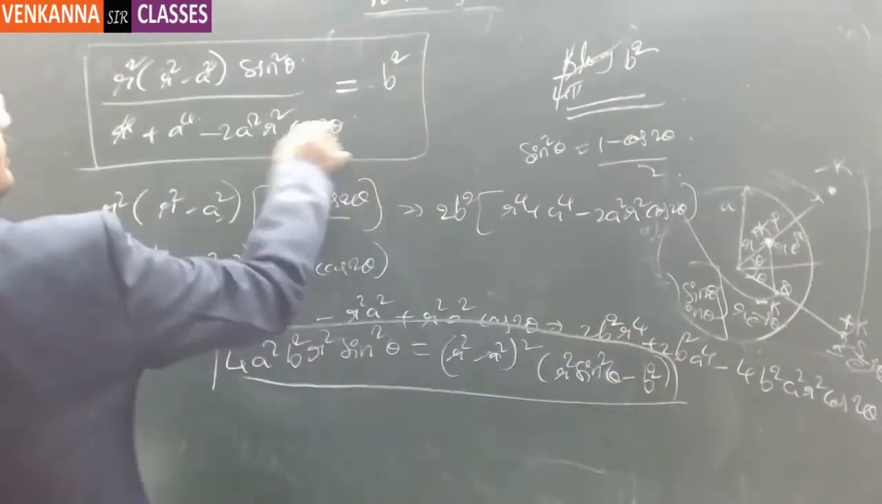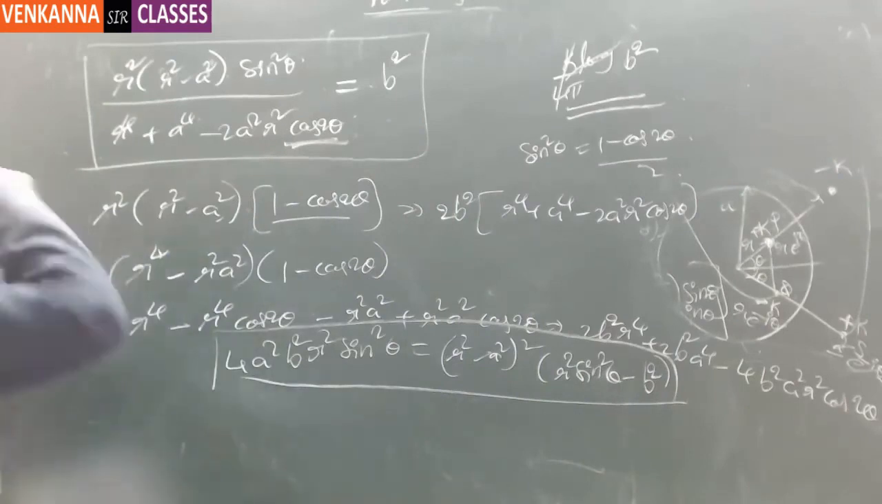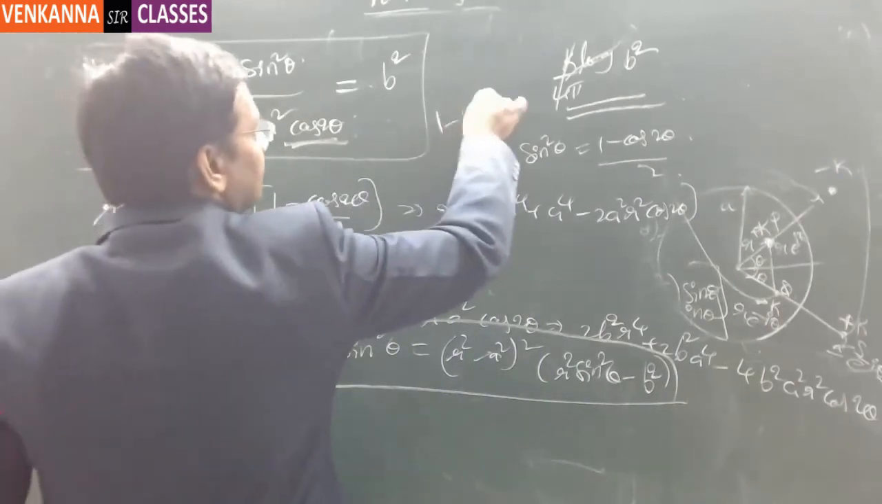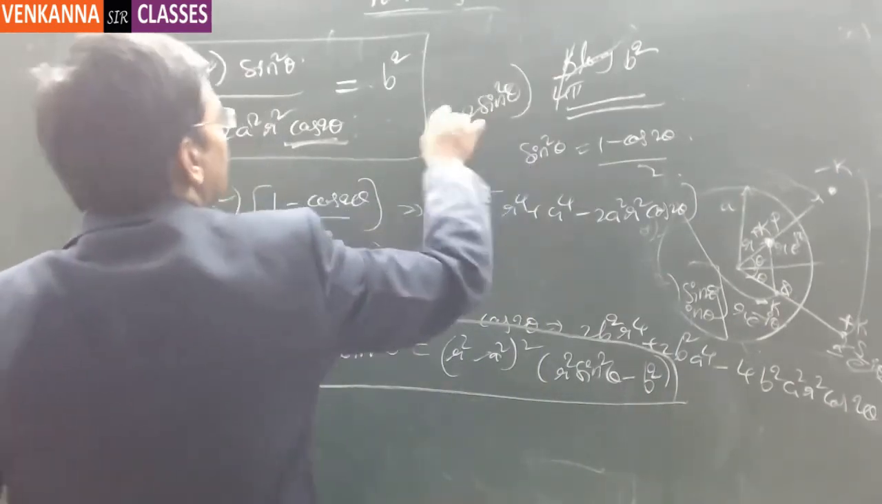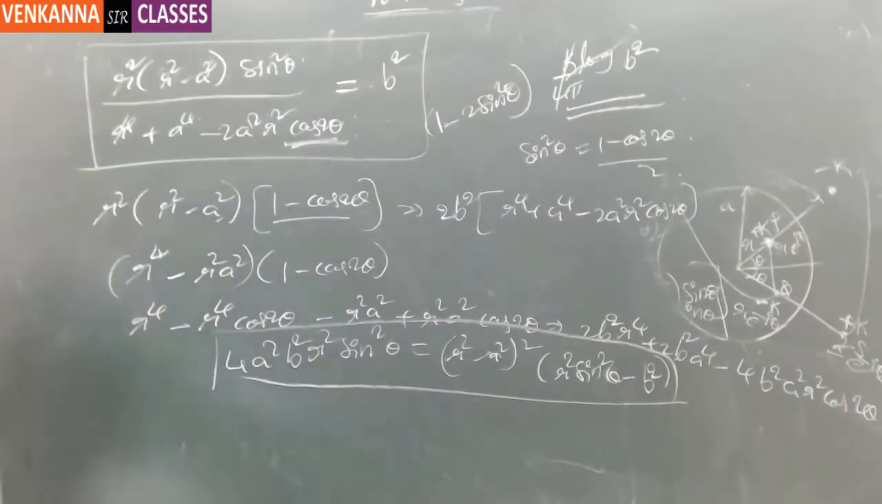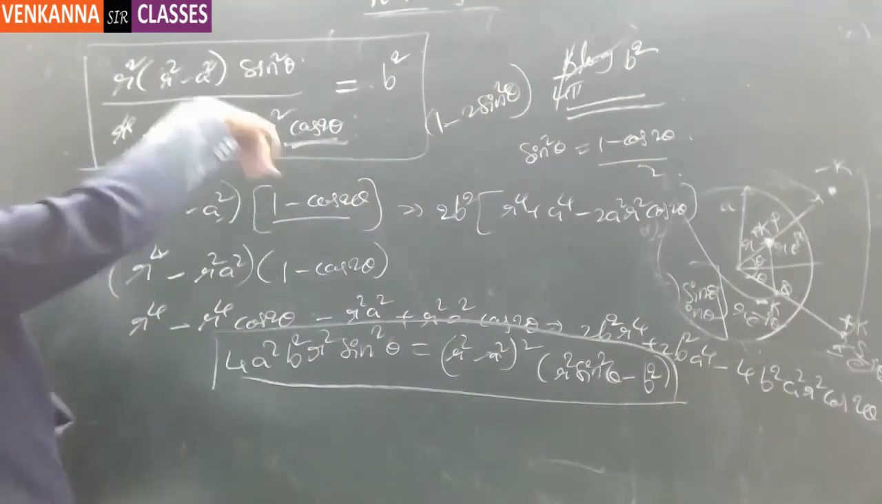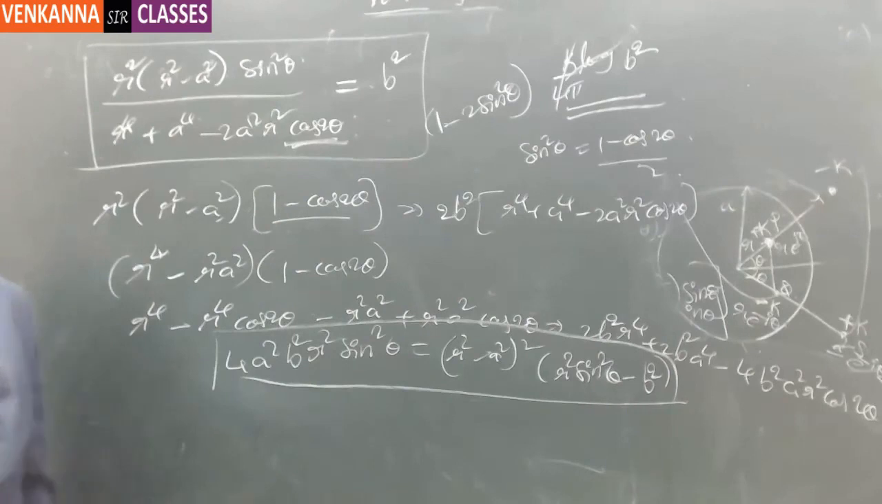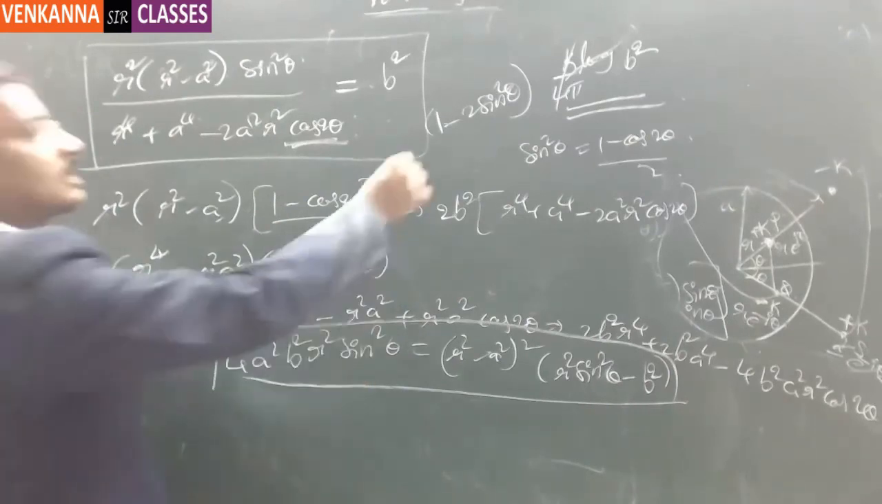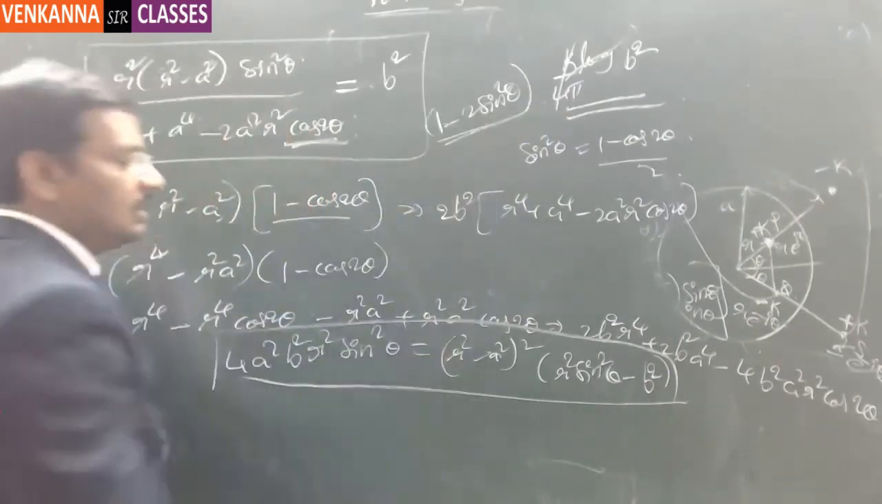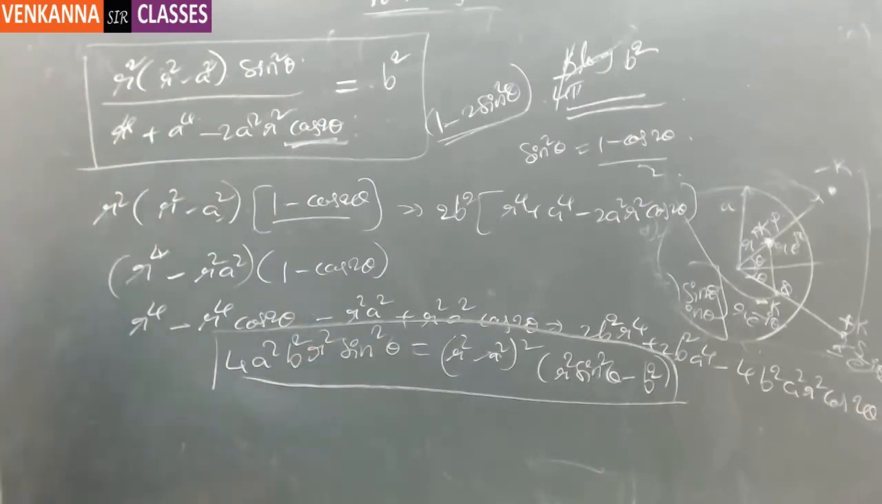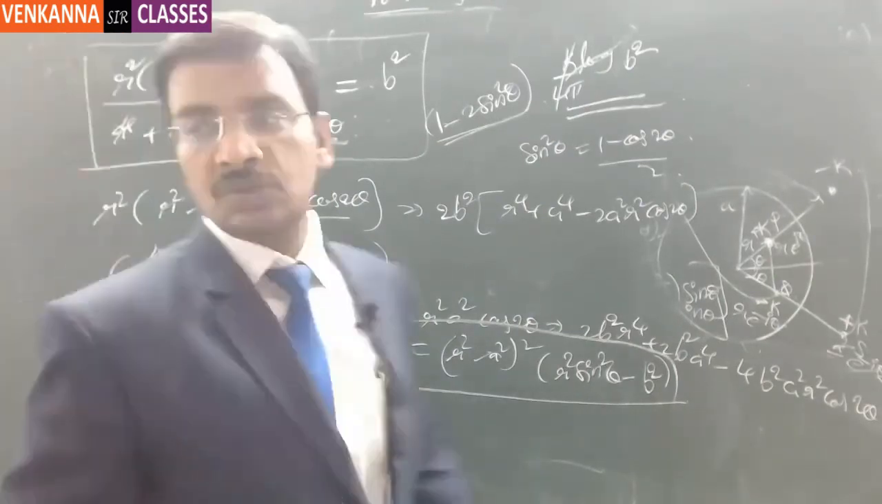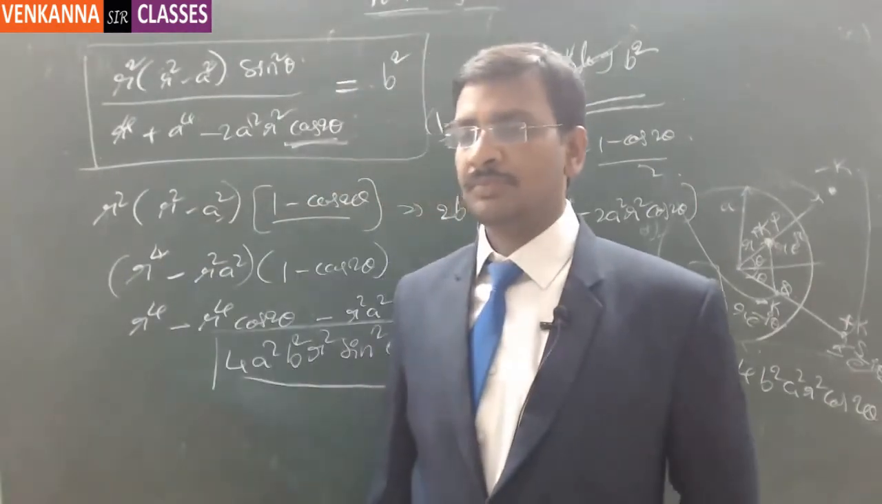So either you can replace cos 2 theta in terms of sin theta as 1 minus 2 sin square theta, or you can replace sin square theta in terms of cos 2 theta, and then you can simplify it and finally put it in this particular format. At the end you can replace cos 2 theta with 1 minus 2 sin square theta. You are going to get this particular format. Understood? Is this understood, or do you have any questions on this?